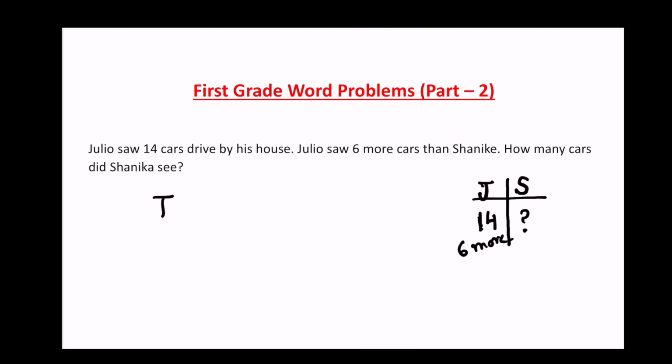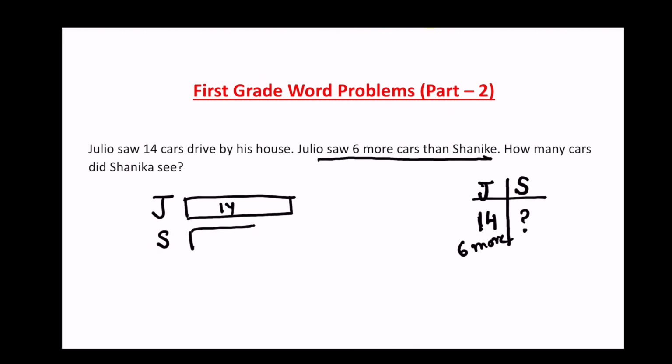This is Julio, and Julio saw 14 cars. As they say, Julio saw 6 more cars than Shanika, so Shanika's number will definitely be smaller than Julio's. So I made a smaller rectangle. We have to find out this one, and the difference between the two is 6.